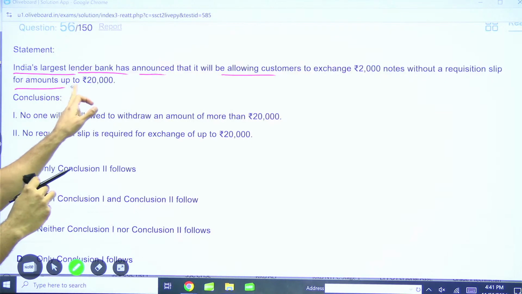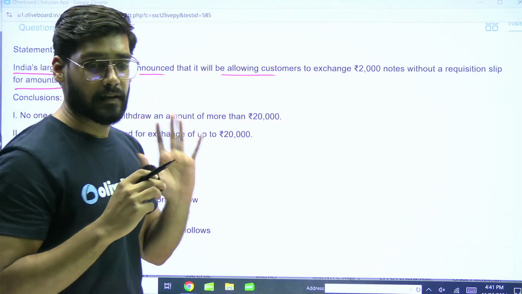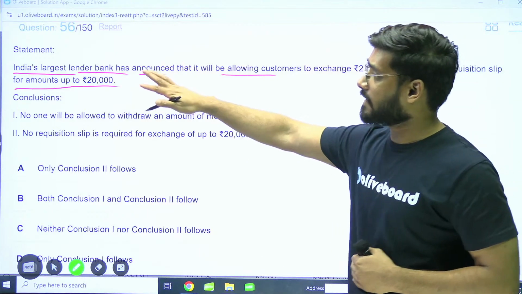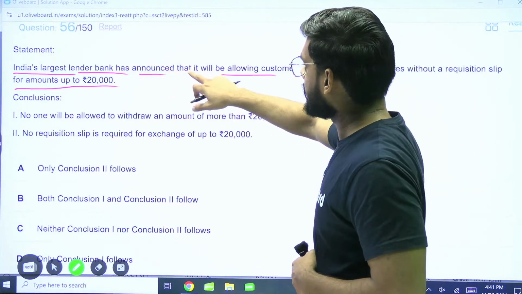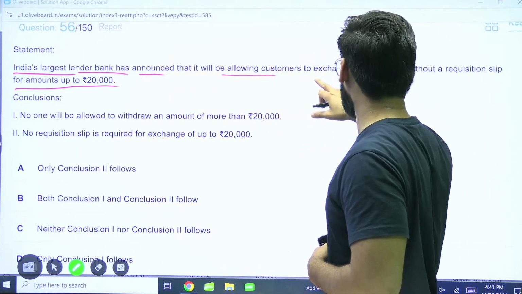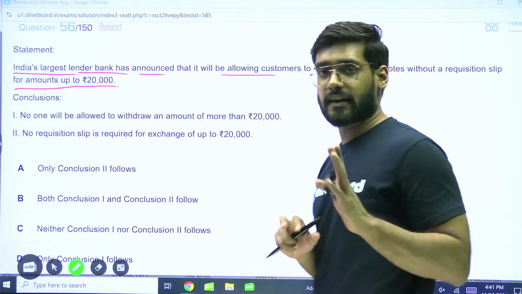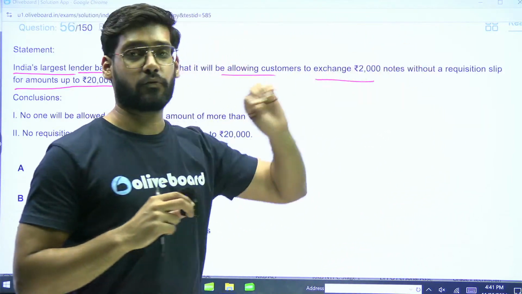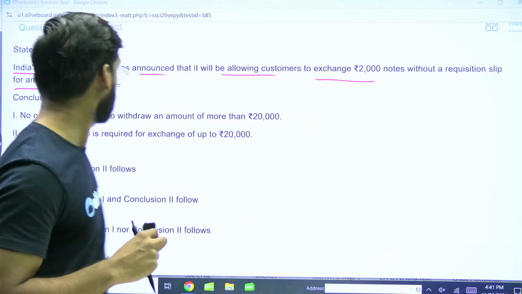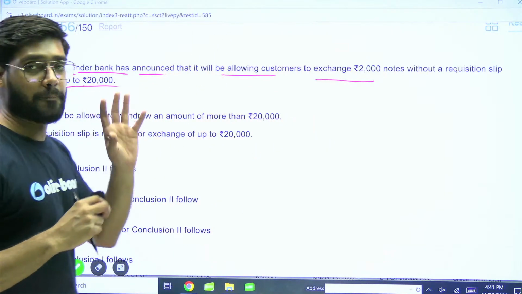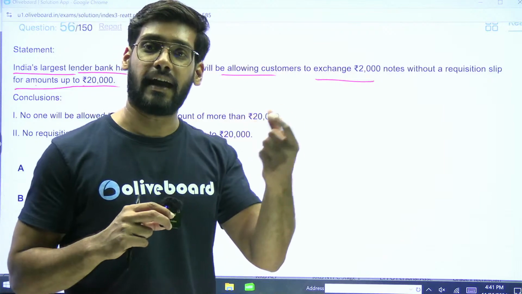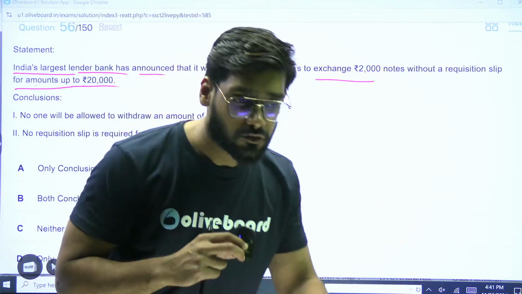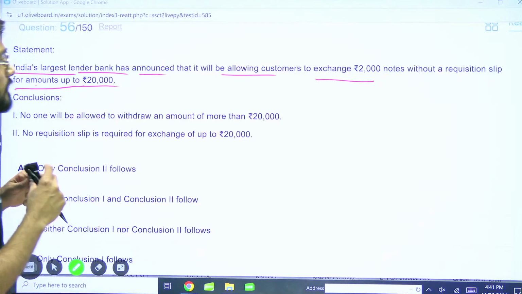The statement says India's largest lender bank has announced that it will allow customers to exchange 2000 rupee notes without a requisition slip for amounts up to 20,000 rupees. They do not require any slip for exchanging 2000 rupee notes up to the 20,000 amount. So which conclusion can we make?